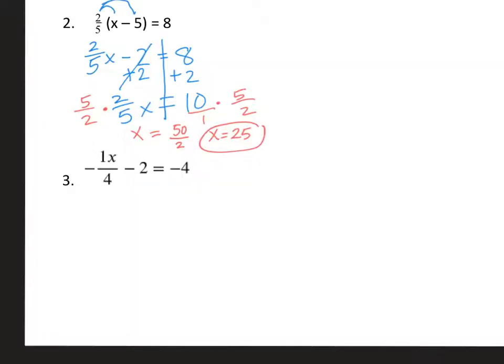25. Moving on to number 3, I'm going to go ahead and draw a line through the equal sign. My variable is on my left hand side, and I need to go ahead and get rid of my constant on that side, so I'm going to add 2 to both sides. When I do that, these cancel out, and then on the right hand side, I'm going to have -2.